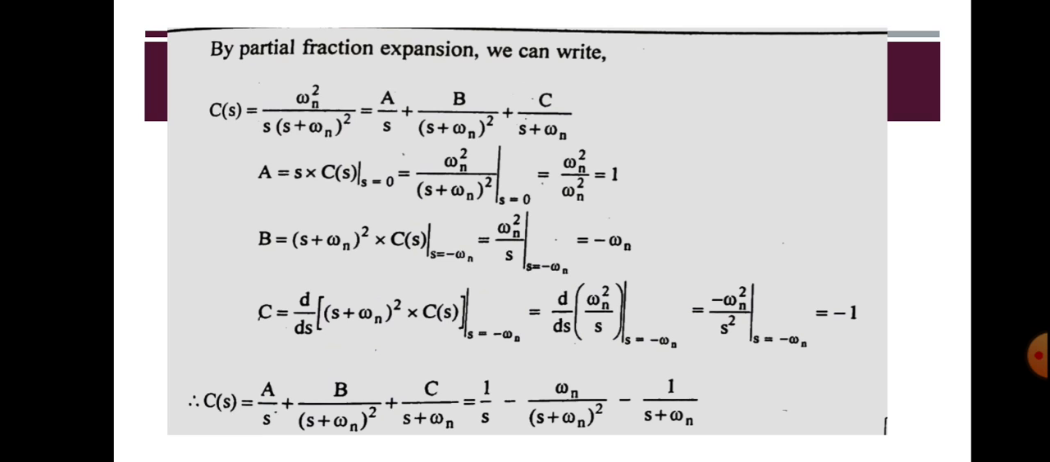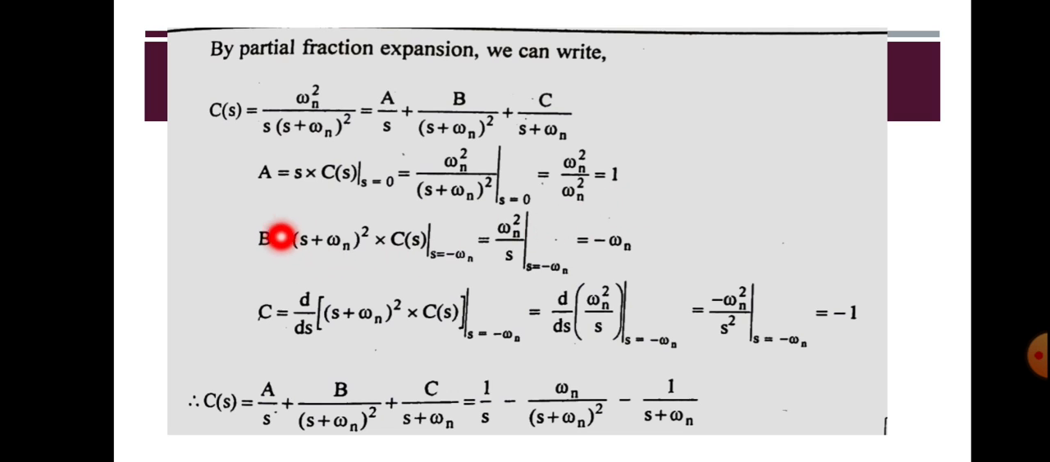We know that A will be equal to S into C of S at S is equal to 0. We can substitute for C of S so that the S and S terms will be cancelled. You can see here, the S and S terms are cancelled out. So the rest of the terms will be omega n square divided by S plus omega n all square at S is equal to 0. Here you can substitute the value of S into this equation so that you will get omega n square divided by omega n square equal to 1.